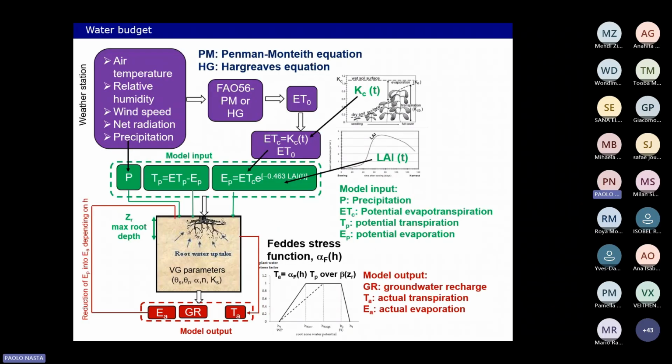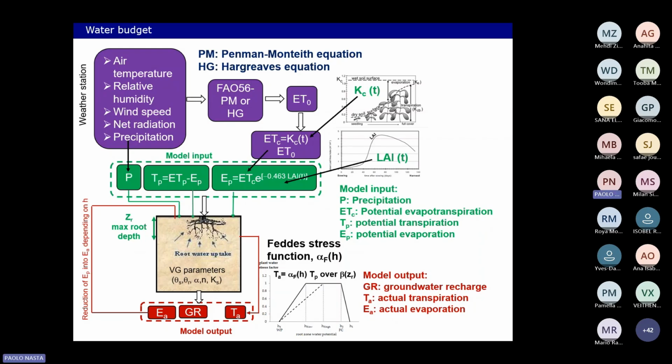And so the water budget, basically, we must set the upper boundary condition. So we have the weather station where we collect key weather variables such as the air temperature, relative humidity, wind speed and direction, global and net solar radiation, and of course precipitation, which is the primary and the most important variable for some reason.